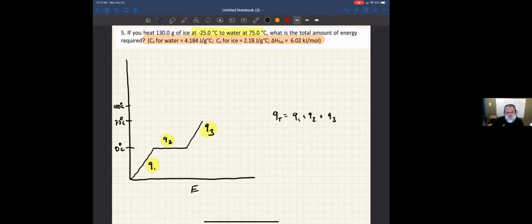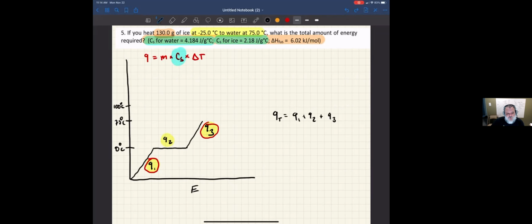So what does my problem give me? It gives me all of the information I need in order to do this. So let's take a look at Q3 and Q1. These are standard heat flow calculations. Q equals M times C, specific heat, times the change in temperature. The only thing is that the specific heat of ice is different than the specific heat of water. So I just need to do 2 separate calculations.